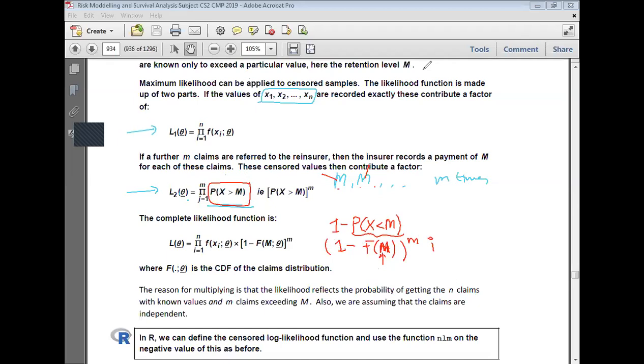Can you all hear me? Yes, ma'am. Yeah, right. So does this make sense? Do you guys see how we get the likelihood function? Yes.